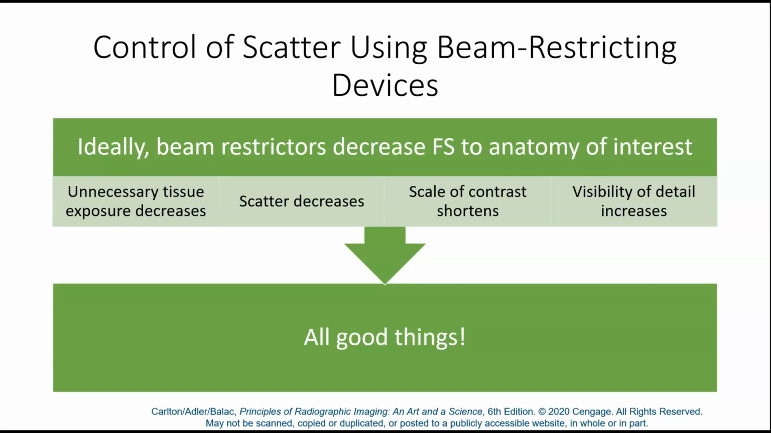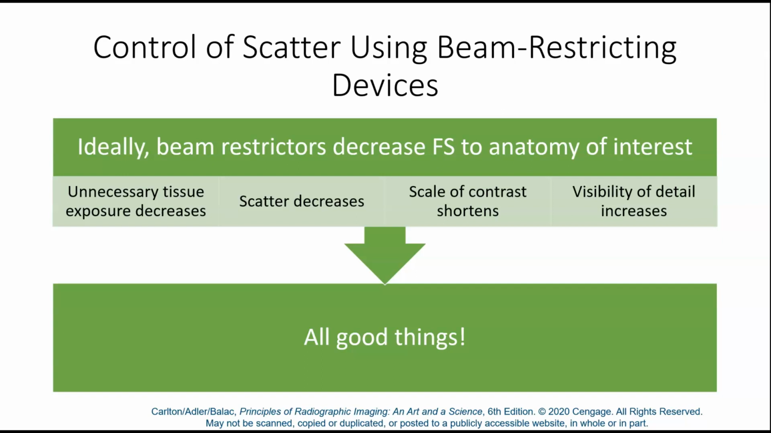Okay, control of scatter using beam restriction devices. Ideally, beam restriction decreases field size to the anatomy of interest. So isn't that a win? The number one thing that you can do to control scatter is collimate. So what do we do here? Unnecessary tissues are not exposed. Yay. Scatter is decreased. Yay.